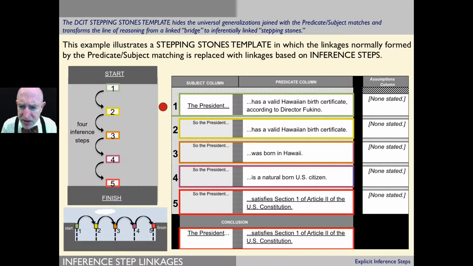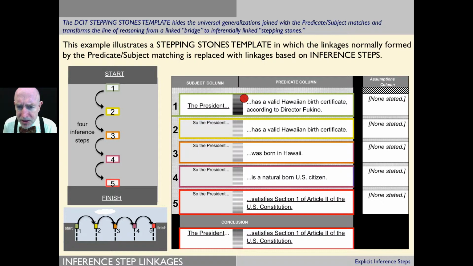The president has a valid Hawaiian birth certificate, according to Director Fukino. So the president has a valid Hawaiian birth certificate. So the president was born in Hawaii. So the president is a natural-born U.S. citizen. So the president satisfies Section 1 of Article 2 of the U.S. Constitution. So in this format, which is not uncommon, although because there are missing premises, the logic may not always be clear, it can function.